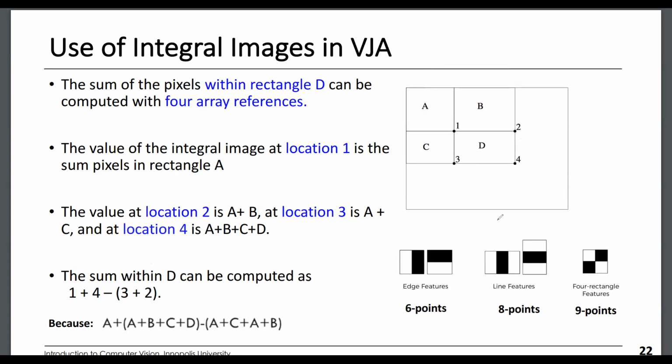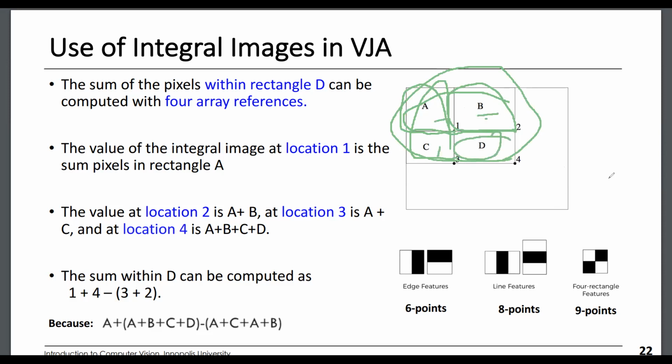But if we have the integral image, that means at this pixel, we have the area here. At this pixel, we have this area here. At this pixel, we have this area here. And at this pixel, we have the whole region. So if we have these 4 points and these 4 values, calculating D should be a very simple calculation, right?